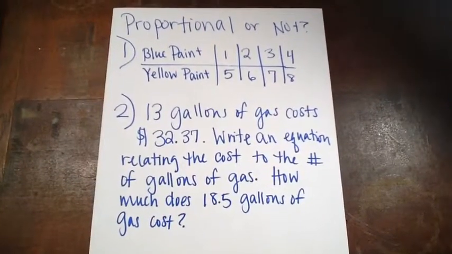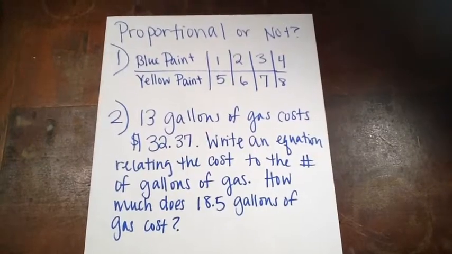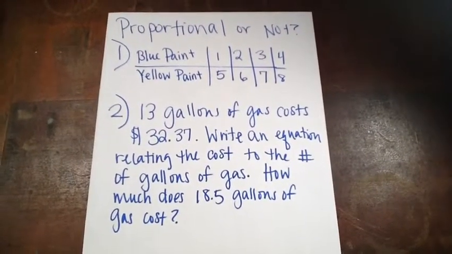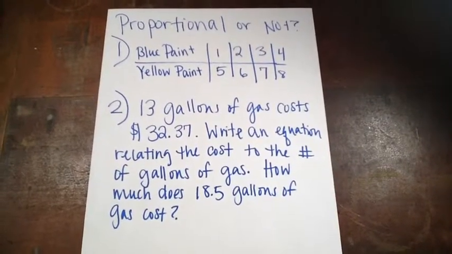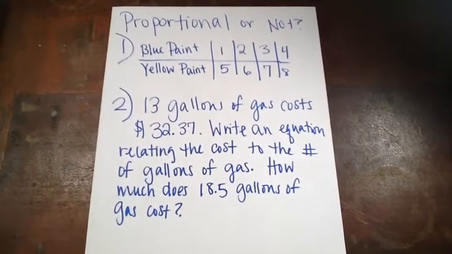Number 2, read the word problem. You have to do 2 things for me. You have to first write an equation that relates the cost to the number of gallons of gas, and then you have to tell me how much 18.5 gallons of gas costs. Good luck, we'll see what you get tomorrow.